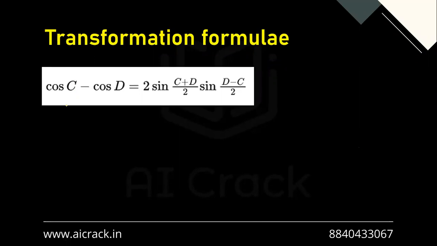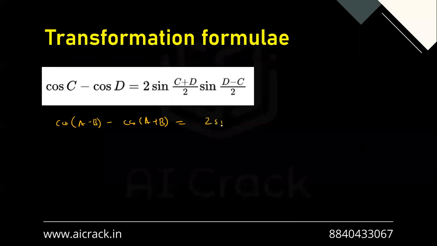Let's see this one. So we know that cos of a minus b minus cos of a plus b is 2 sin a sin b, or cos of a plus b minus cos of a minus b would be minus 2 sin a sin b. Either way you can write it. You can write it in this way or in this way. Let's check out this one.